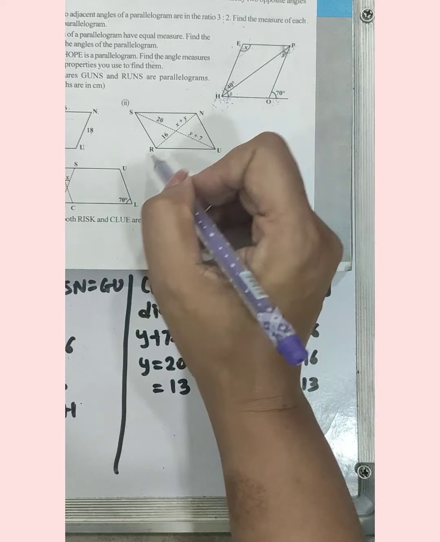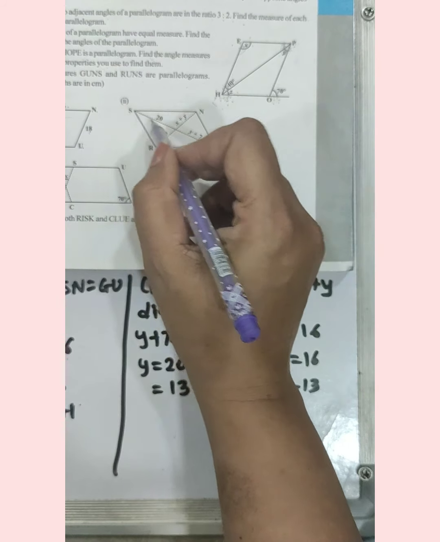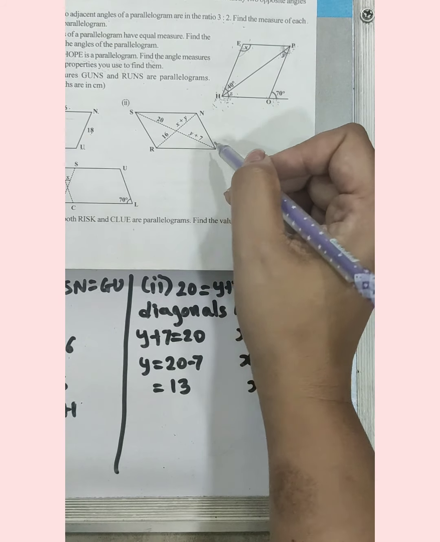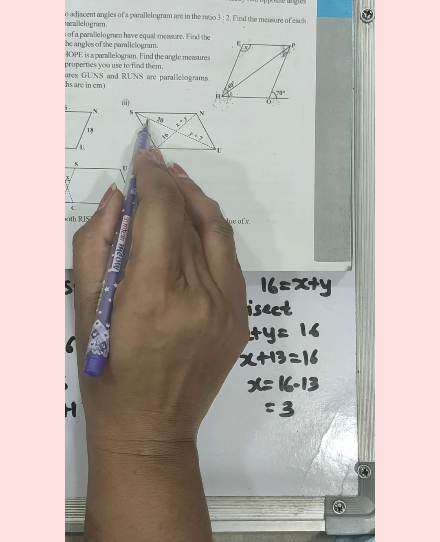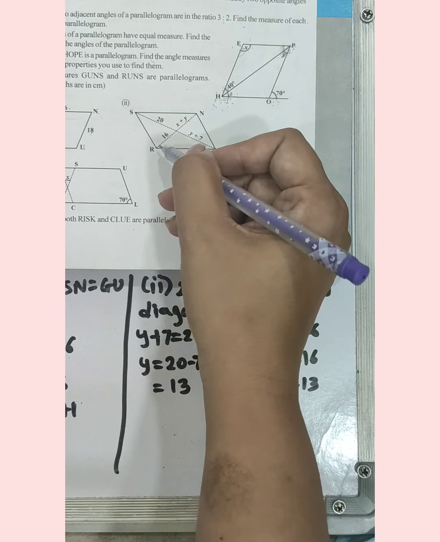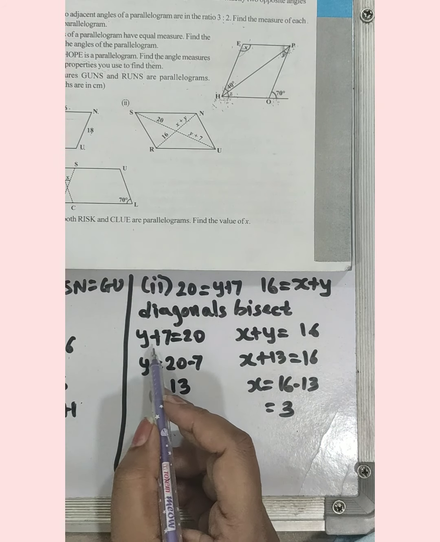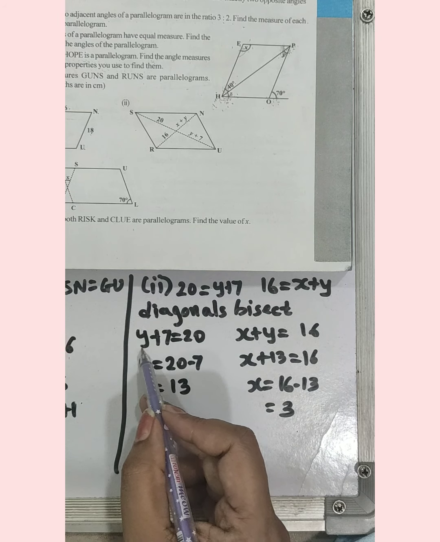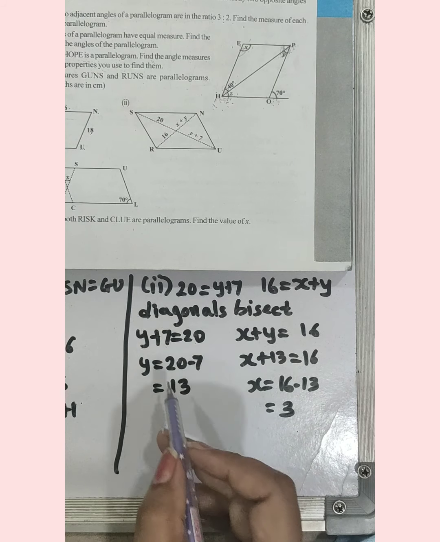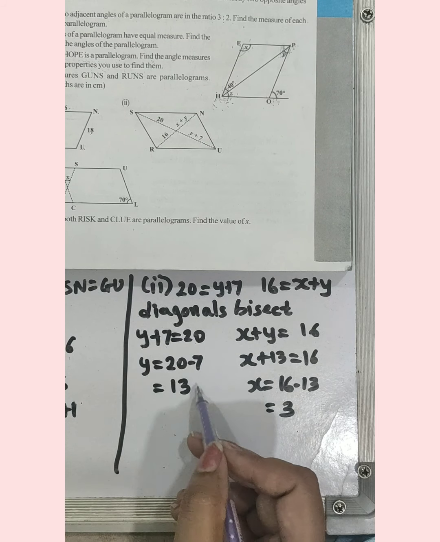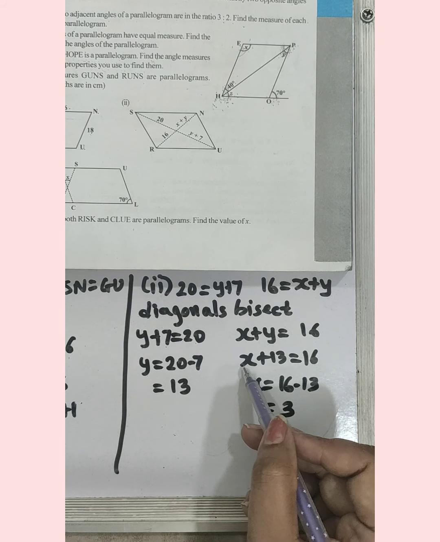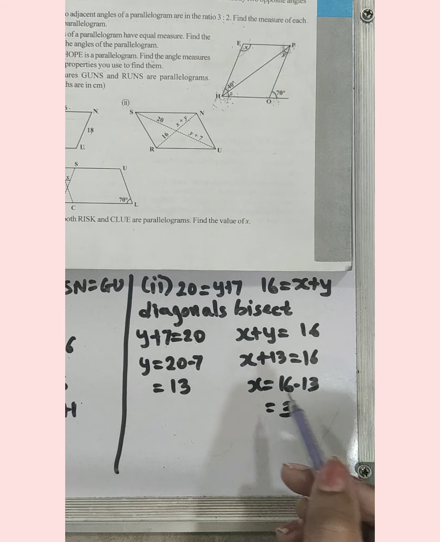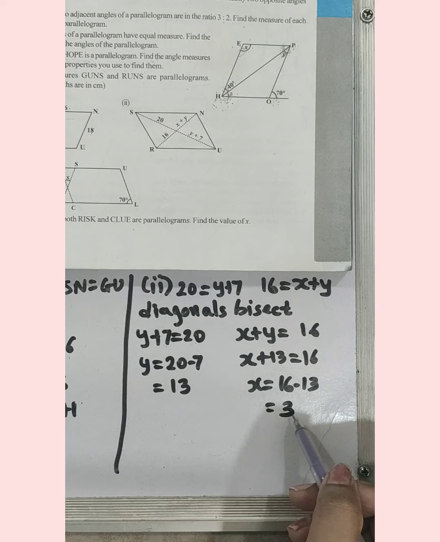Here you can see two diagonals. Now as the diagonals bisect each other, I can write y plus 7 is equal to 20 and x plus y is equal to 16. So if I take this first equation, y plus 7 is equal to 20, then y is going to be 13. And if I put the value of y here, it is going to be x plus 13 is equal to 16. So my x will be 3.